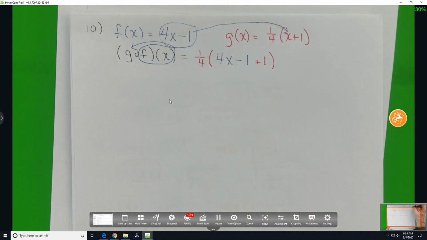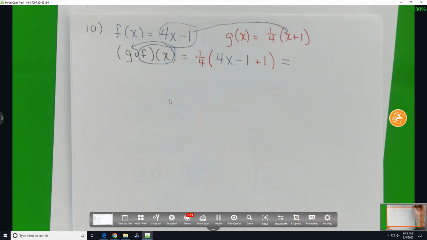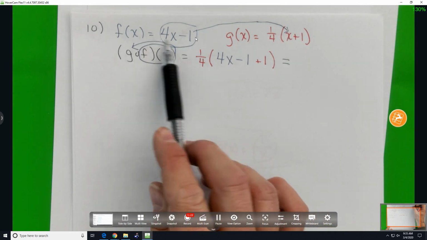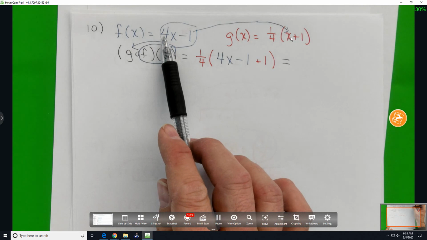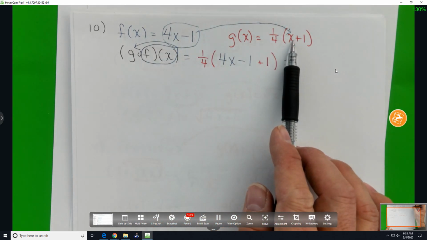And how is this going to simplify? What's happening with those 1s? Any questions? Y'all see what I did? I replaced the red x. I'm plugging f into g. So I'm plugging 4x minus 1 into the function g.